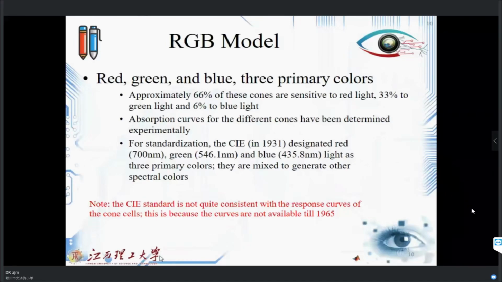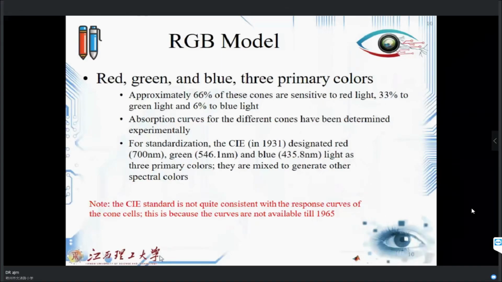For standardization, the CIE, which was one standard invented in 1931, designated the red, green, and blue light as the three primary colors. These are mixed to generate the other spectrum colors. It's not new for us, this RGB concept, because even when we work with color pencils and any coloring and combination of them, we know that if we combine them, we can generate and invent new colors.